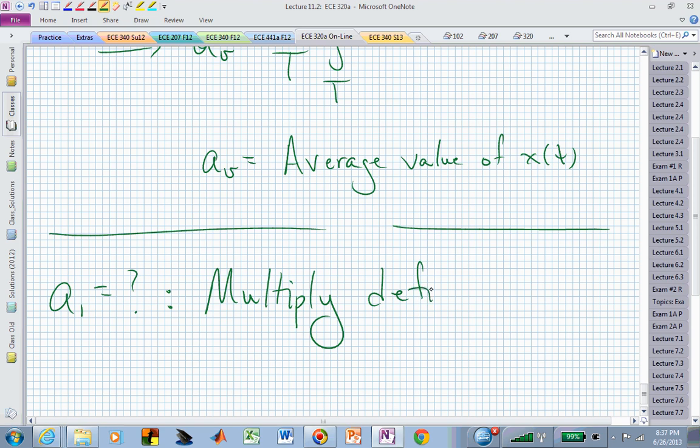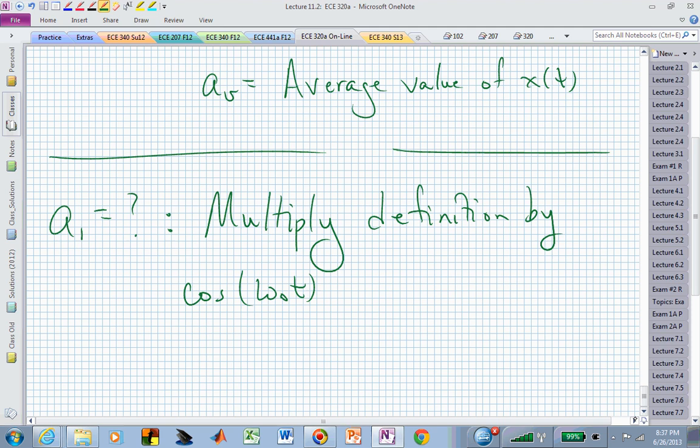Let's then multiply the definition of our Fourier series by the cosine of omega naught t. This is now the cosine term associated with the A sub 1 coefficient. And now, after we've multiplied the definition by cosine omega naught t, let's integrate again over the 1 fundamental period.